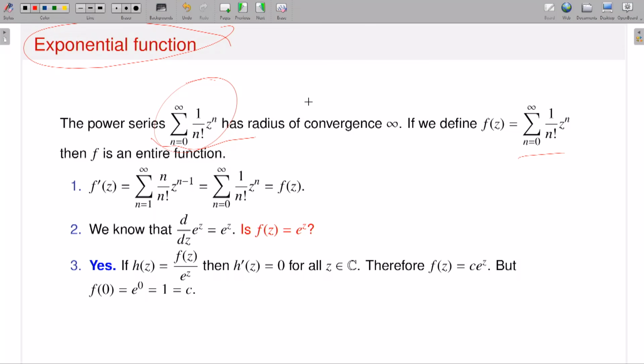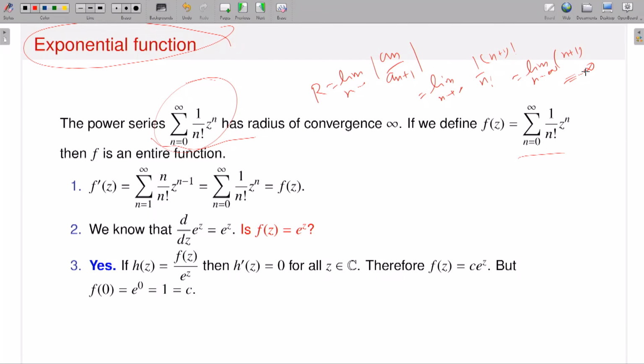By using the formula, you can easily say that. So what is the radius of convergence? It is the limit as n approaches infinity of a_n divided by a_(n+1), right? What is that? This is the limit as n approaches infinity of 1 by n factorial, then (n+1) factorial, right? And what is that? This is the limit as n approaches infinity of n plus 1, and that is infinity. So therefore, the radius of convergence is infinity. That means this power series converges everywhere in the complex plane.